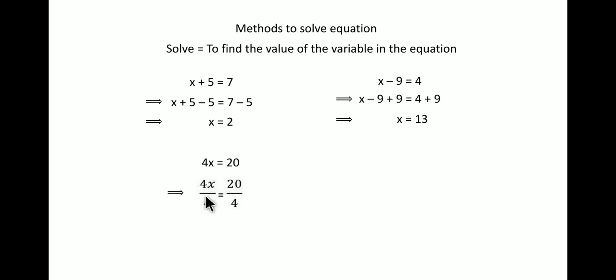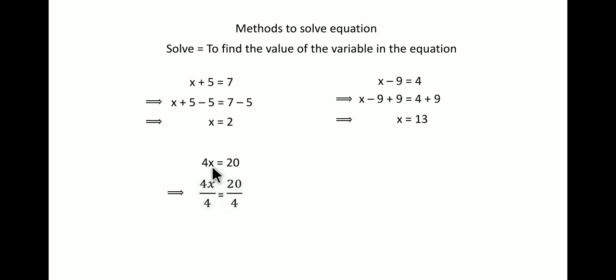Now this 4 and 4 cancels, and you will get only x. See here, the main motive of solving this is to get only the value of x. We don't need the value of 4x, we need the value of only x. So that's why we are trying to get rid of whatever value is connected with that x. Over here 5 was connected, we tried to get rid of this 5. Here 9 was connected, minus 9. We tried to get rid of that minus 9 by adding plus 9.